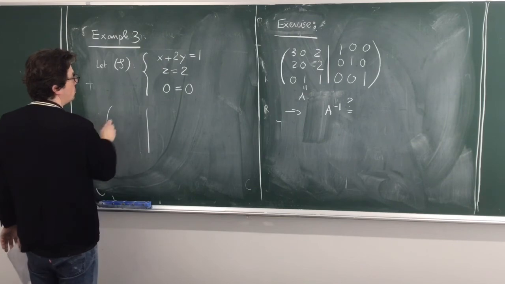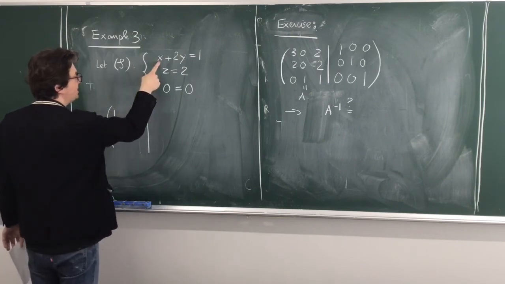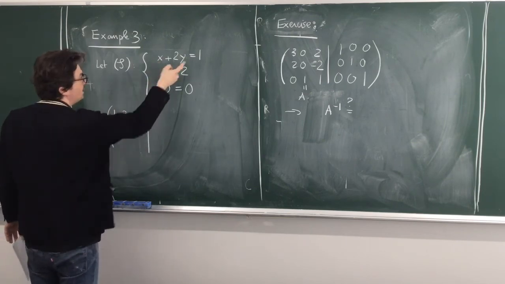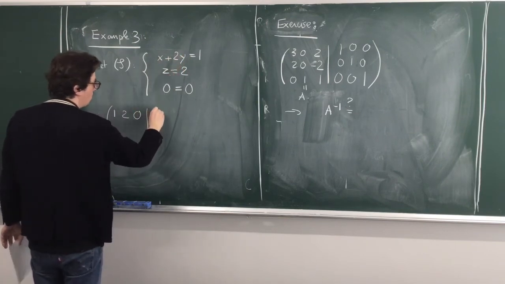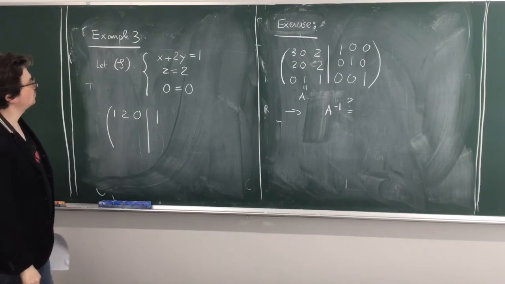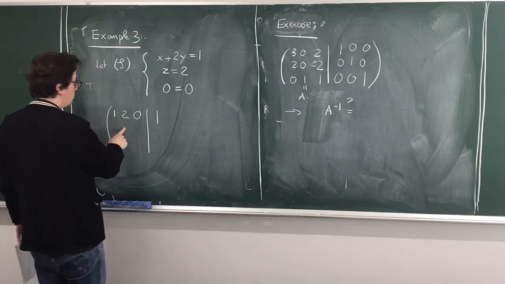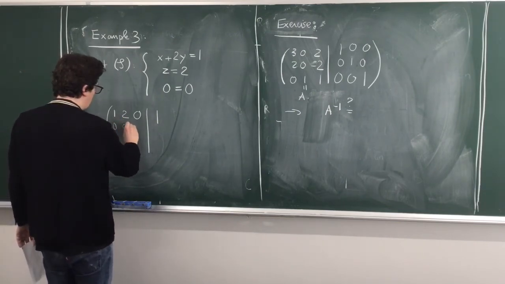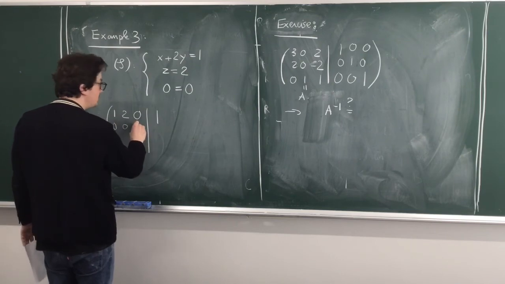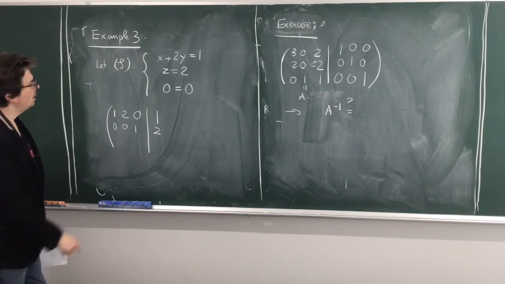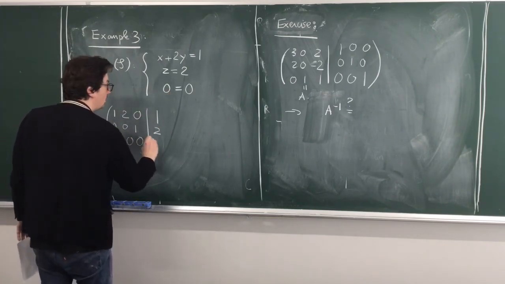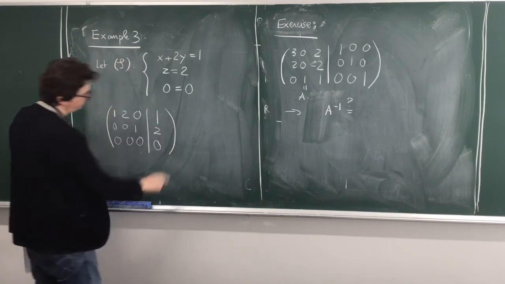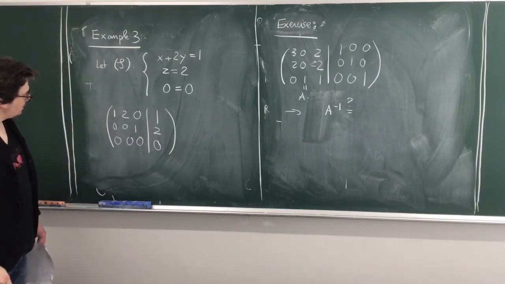The first row will be 1 for x, 2 for y, and we don't have z, so we have 0 here. Then equals 1. So this gives the first row. The second row is 0x, 0y, and 1z, so 1, and here we have 2. Finally, the last row is 0, 0, 0, 0. Okay, now let's have a look.